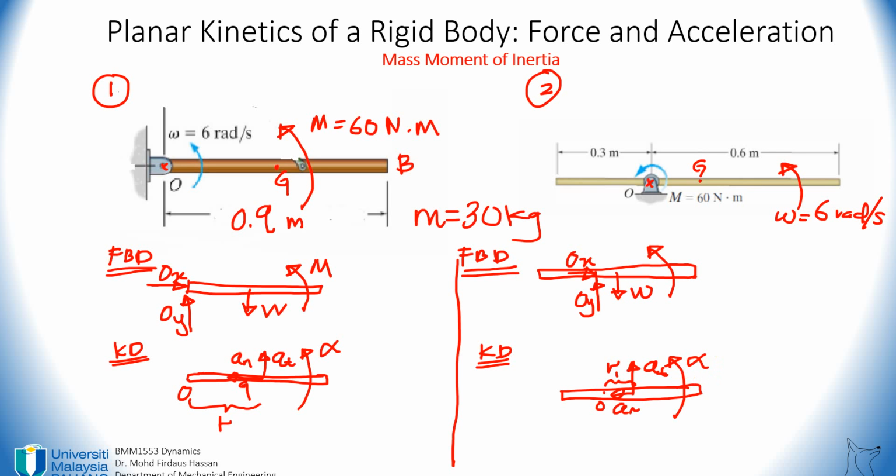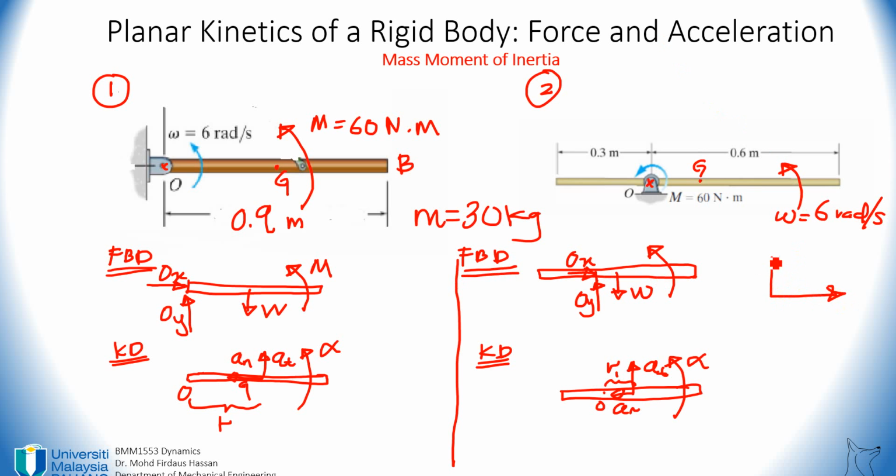So you have completed drawing the free body diagram for both figures. Okay, it's clear. It has W as moment, acceleration force at O, but the location of O is a bit different. Okay, and then you draw the kinetic diagram. You have AN, AT, alpha.